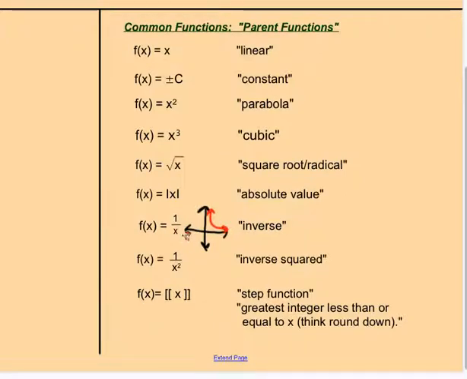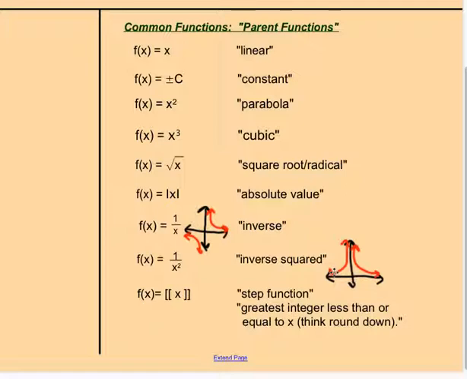Of course, that domain restriction would be not being able to divide by 0, so x cannot equal 0. Inverse square has the same domain restriction, x is in the denominator. This one, however, because of the square, I've heard students call it the volcano. It also has asymptotes along the x and the y-axis, but it's entirely above the x-axis. And finally, the last one is the step function, and that's the one we're going to focus on because it's probably one you've never seen before.